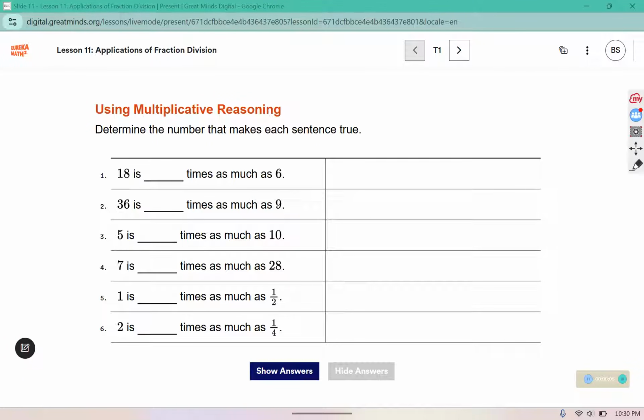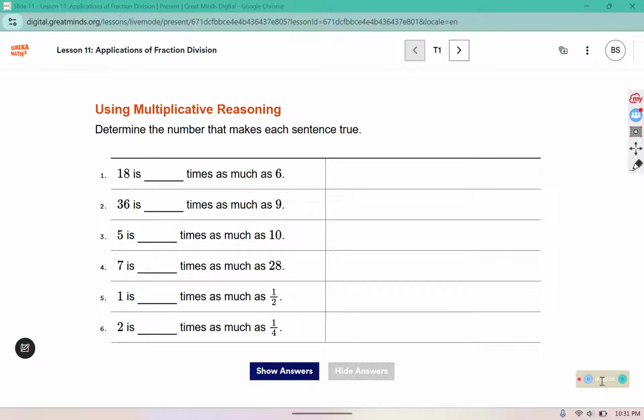Determine the number that makes each sentence true. Think of 18 is blank times as much as 6. That blank is 6 times what is 13? 9 times what makes 36? 10 times what is 5?